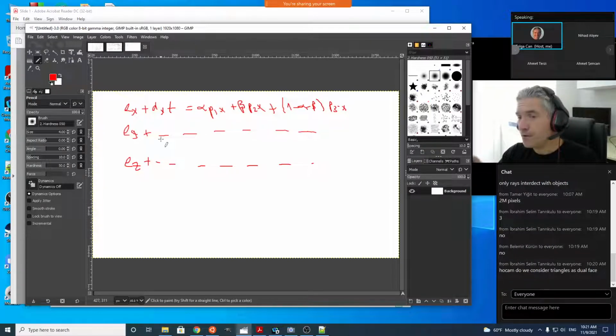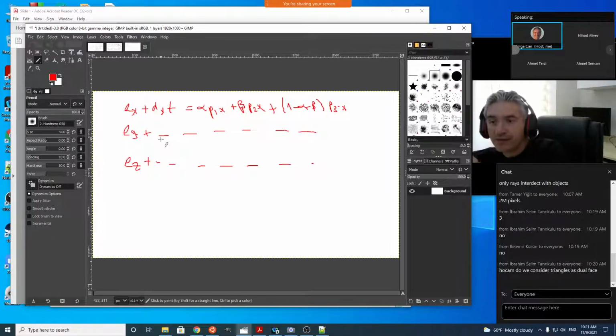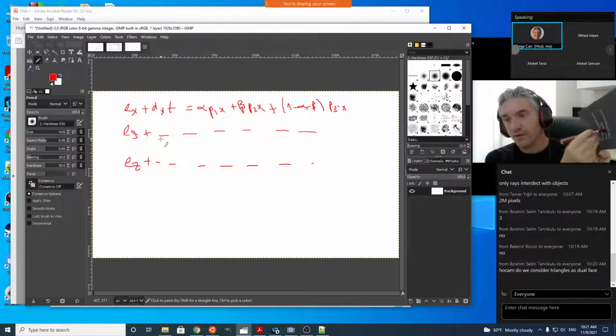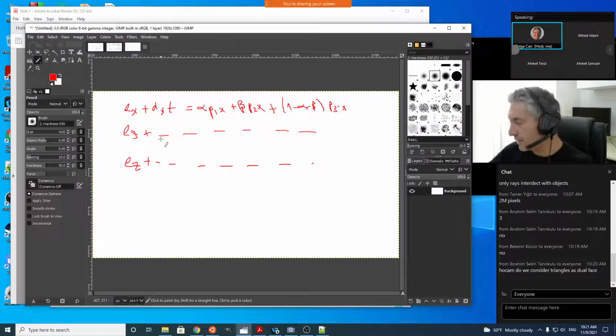At this point, we don't consider the triangles as dual-faced. The dual face is going to come into the picture when we consider the normal vectors of the triangles, because a triangle will have two normal vectors. For example, if this is a triangle that you see here, it will have a normal that is facing you, and it will have a normal facing the other way. At the intersection, we are not considering the triangle's face direction.